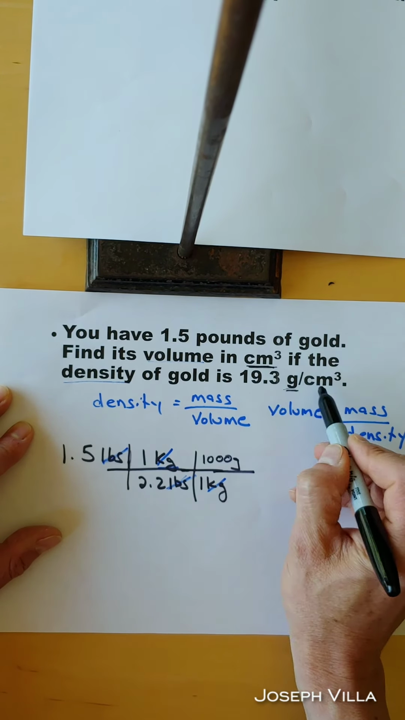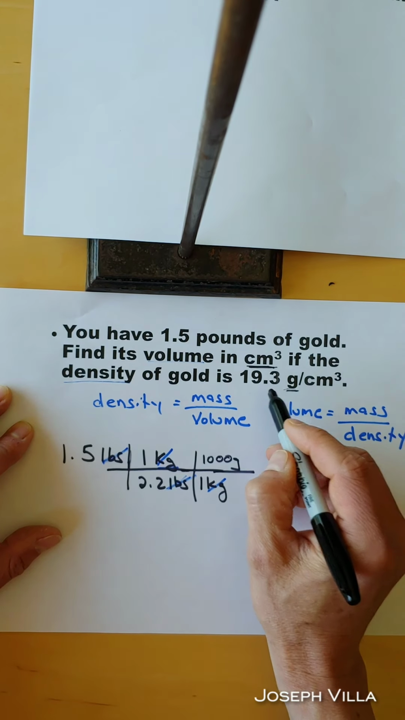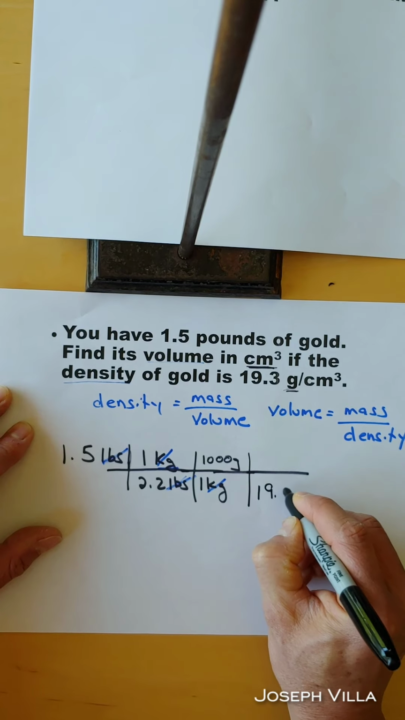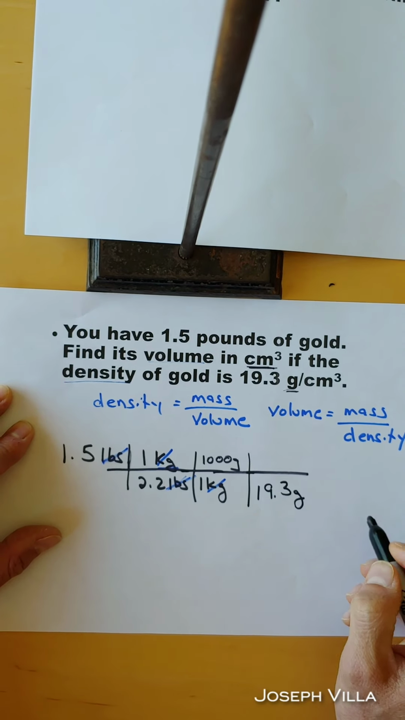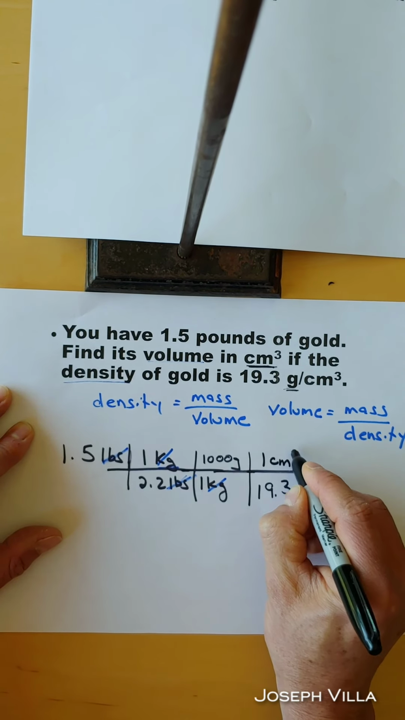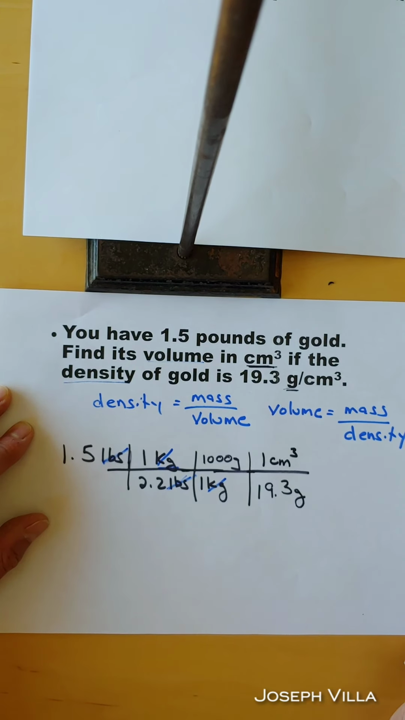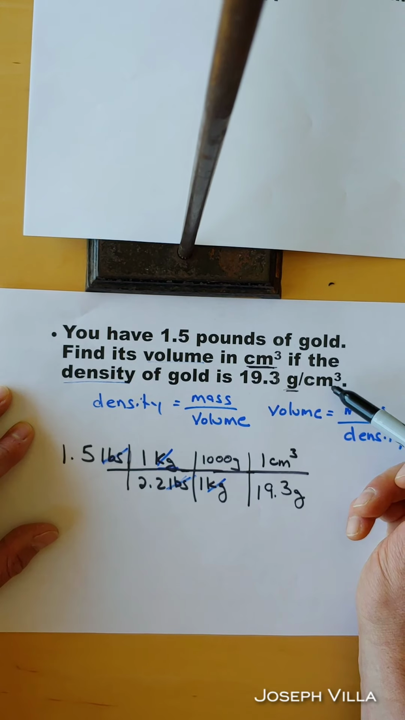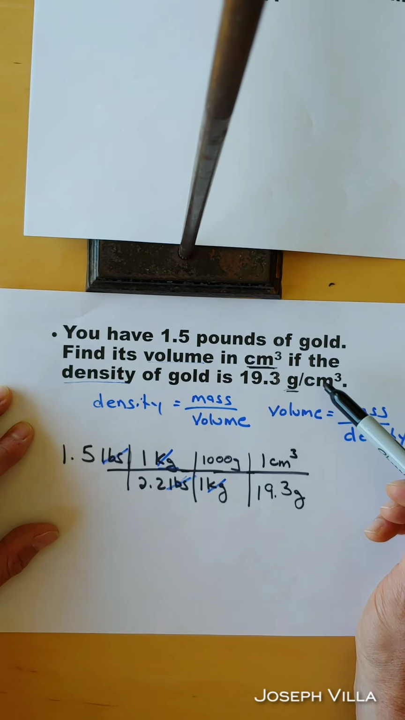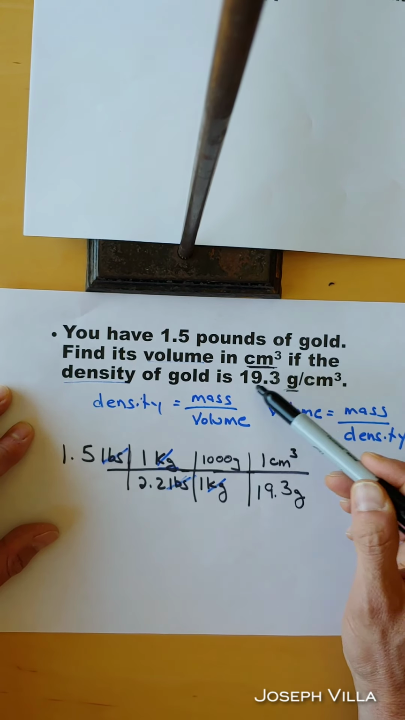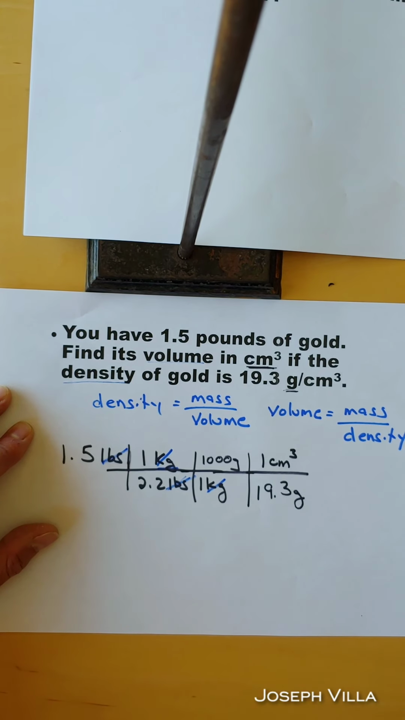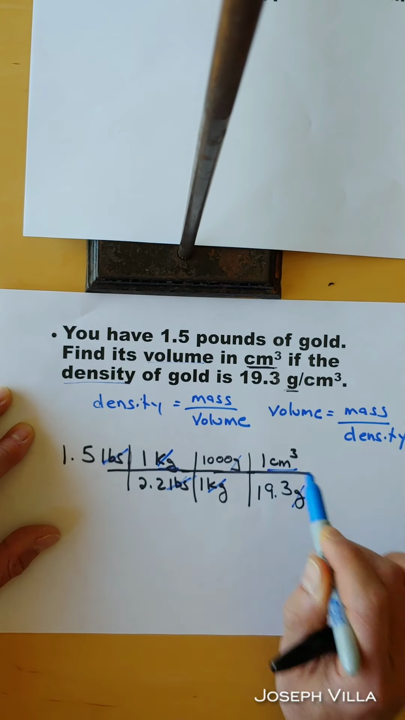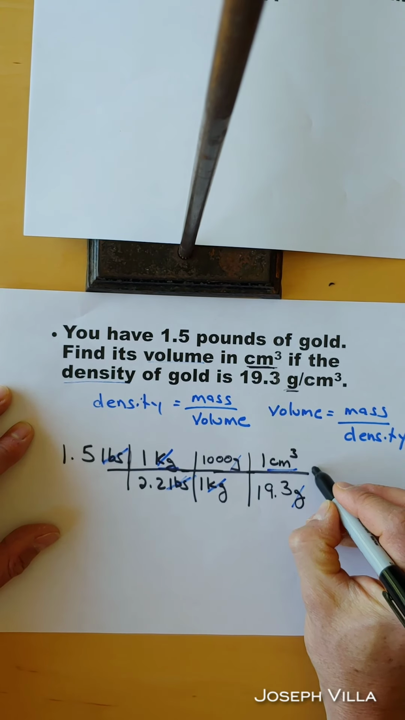So what I can do is take this density and write it as 19.3 grams is equal to 1 centimeter cubed of gold. So 19.3 grams for every centimeter cubed, or 1 centimeter cubed would have a mass of 19.3 grams. So I can put the grams on the bottom, so the grams cancel, and now I'm left with units of centimeters cubed.